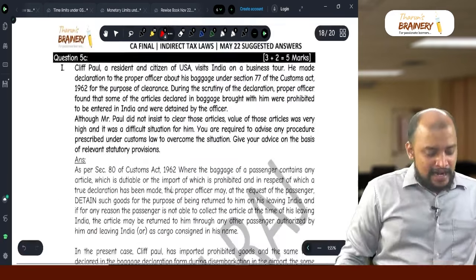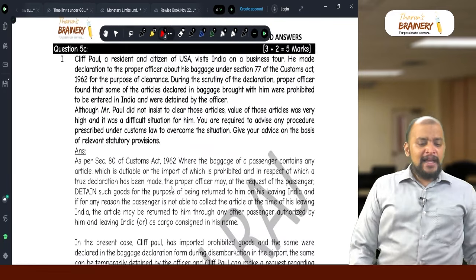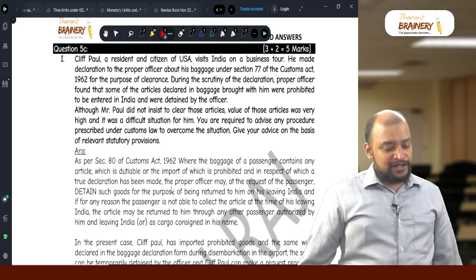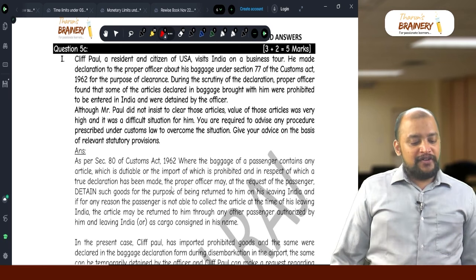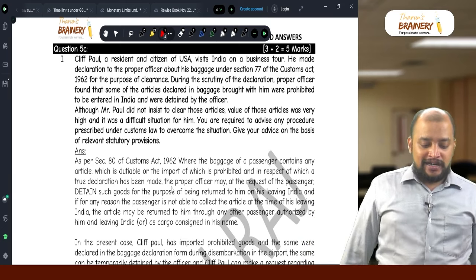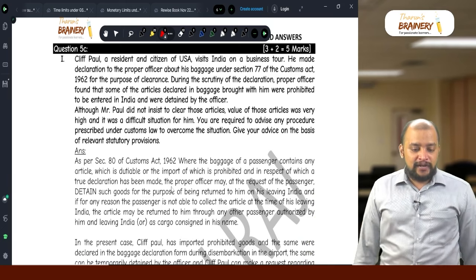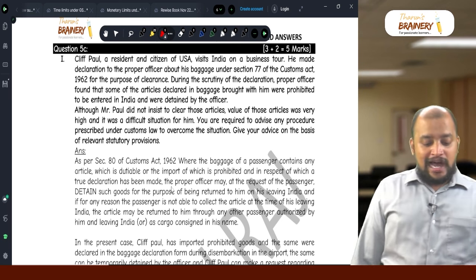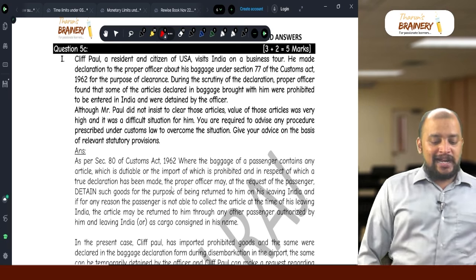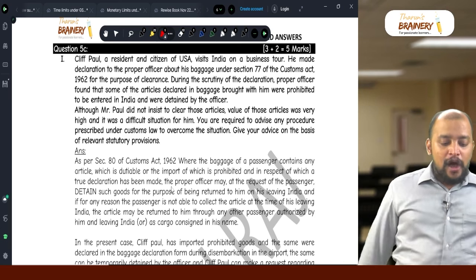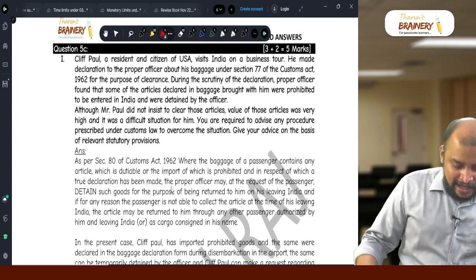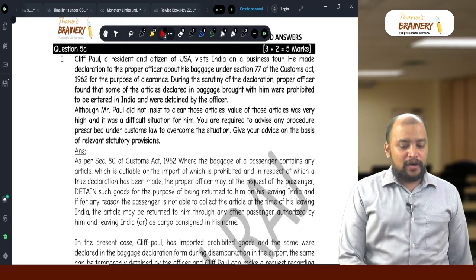On that one question for 4 marks. Then next question number 5C. Cliff Paul, a resident and citizen of USA, visits India on a business tour. He made declaration to the proper officer about his baggage under section 77 of the Customs Act for the purpose of clearance. During the scrutiny of the declaration, the proper officer found that some of the articles declared in the baggage brought by him were prohibited to be entered in India and were detained by the officer. Although Paul did not insist to clear those articles, value of those articles was very high and it was a difficult situation for him. You are required to advise any procedure.